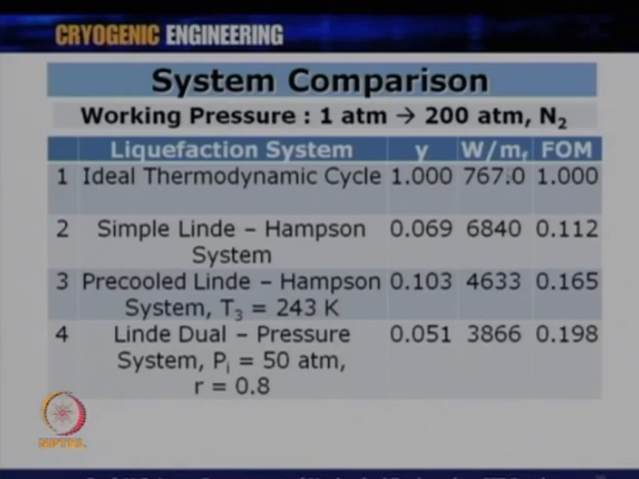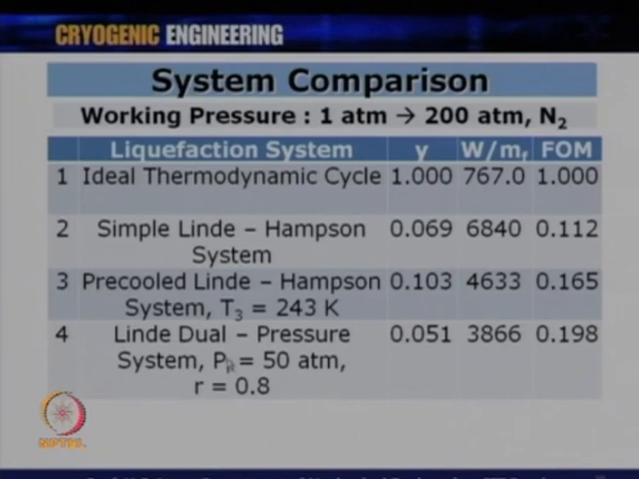So, if I see this table now, first we had an ideal thermodynamic cycle where we get Y as 100%, and these are the FOM value and W by MF value. Then I went from ideal to the simple Linde-Hampson system and Y got reduced, my work of liquefaction also increased and the FOM decreased. Then I went to a pre-cooled Linde-Hampson cycle at T3 equal to 243 Kelvin. What you can see is that Y increased, at the same time W by MF decreased as compared to the simple Linde-Hampson system, but what I need to do is pre-cooling.